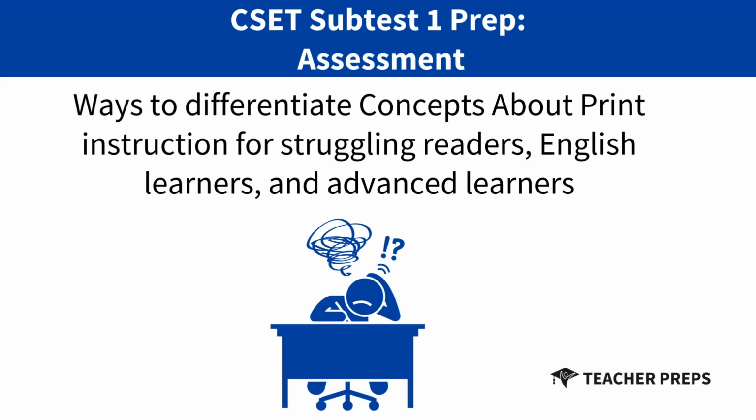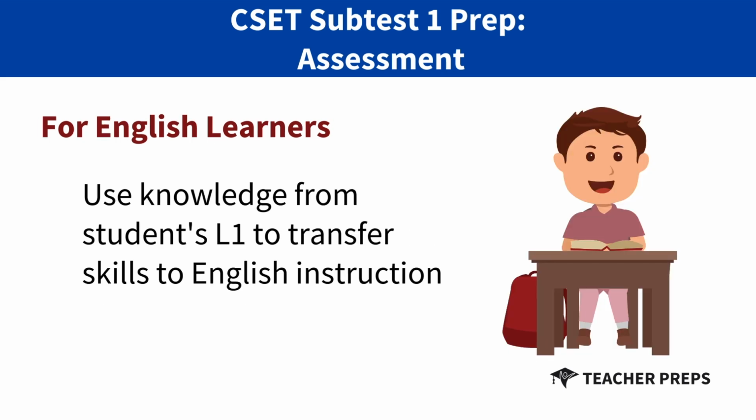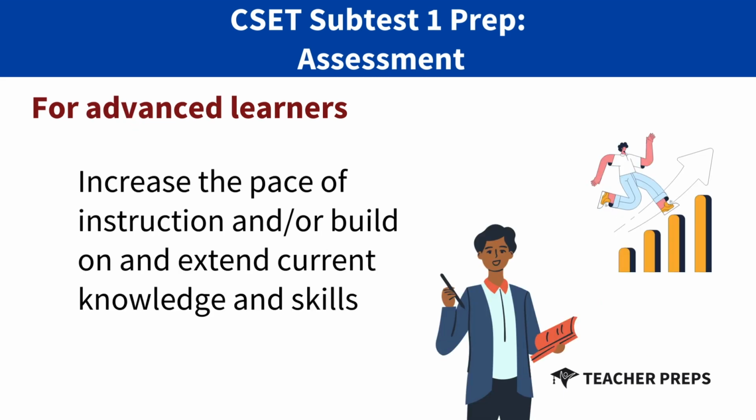Now let's talk about ways to differentiate concepts about print instruction for our different types of learners, such as struggling readers, English language learners, and advanced learners too. For struggling readers, make sure to use tactile and kinesthetic methods, such as using letter tiles to help tell the difference between a letter and a word. Whereas if you get a question on your CSET about English language learners, use knowledge from the student's first language in order to transfer skills to English instruction. And then lastly, for our advanced learners, we can increase the pace of instruction or build on to their existing set of skills.